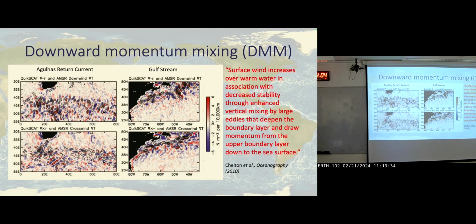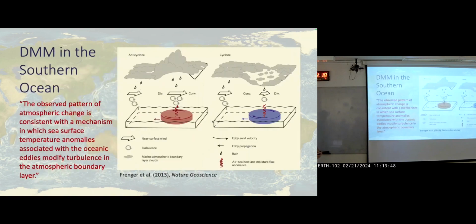So this is one mechanism: downward momentum mixing. We have more turbulent motion above the warm side of the front, and downward momentum transfer from the upper levels to the surface. And this is one nice example that found that this downward momentum mixing is important. This is in the Southern Ocean. Here it was found that above warm core, circular-shaped ocean eddies, we get stronger winds at the surface, more turbulent fluxes, more clouds, and more precipitation, and the opposite above cold core ocean eddies.